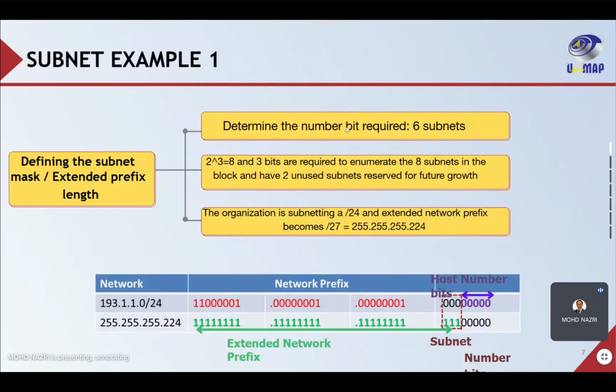So determine the number of bits required. The question wants 6 subnets, meaning 6 branches. In a local network, they are called VLANs, but this is a wide area network, so we call them subnets. 2 to the power of 3 gives you 8. The nearest, since there is no power of 2 that gives 6, is 2 to the power of 3, which gives 8. So you have 3 bits here. These are required to enumerate the 8 subnets in the block and have 2 unused subnets reserved for future growth. So basically you only want 16.